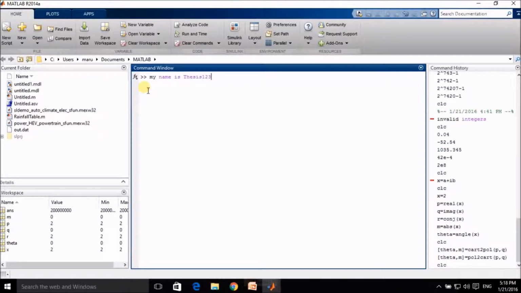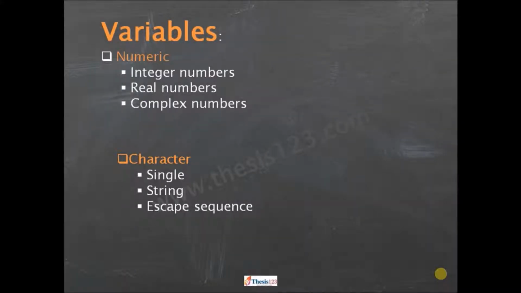These are the variables, which can be divided into two: numerical variables and character variables. In the next video we will discuss the rules for assigning variables and some predefined variables within Matlab. Until then, wait for the next video.